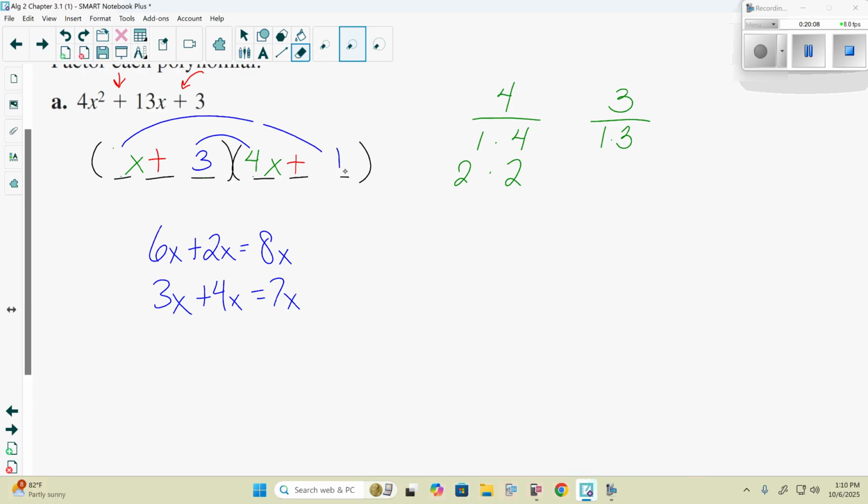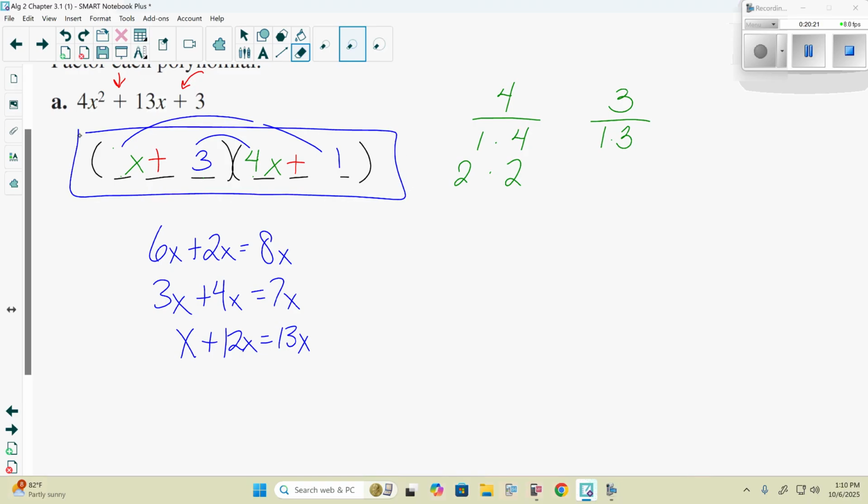I just switch those two. x times 1 is 1x. 3 times 4x is positive 12x, giving us 13x, that's what we wanted. Because we just had to pick one and switch it to see if we could get there. Now, if we had switched the 4x and x instead of the 1 and 3, we would have got the same thing. Because 4x plus 1 times x plus 3 is the same as x plus 3 times 4x plus 1.